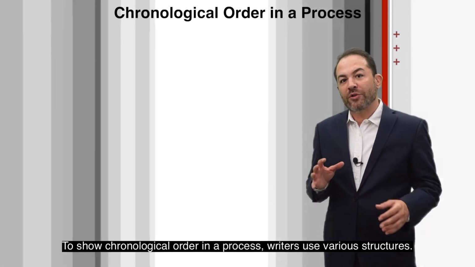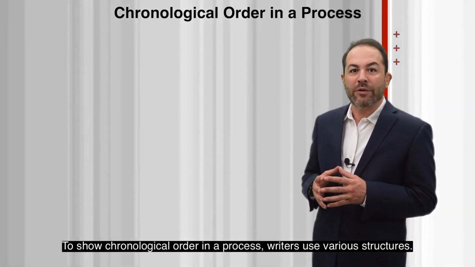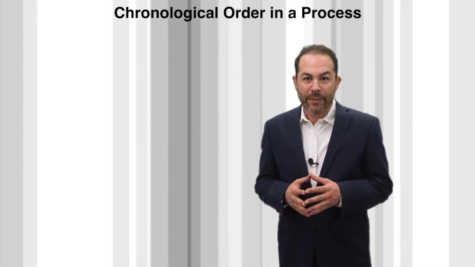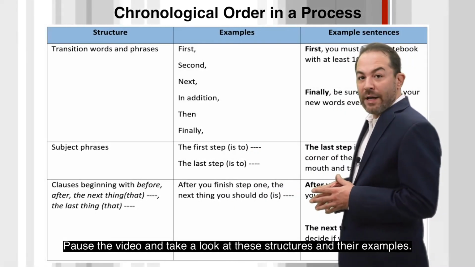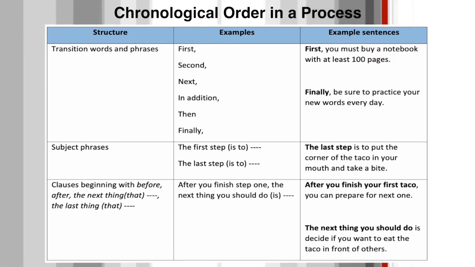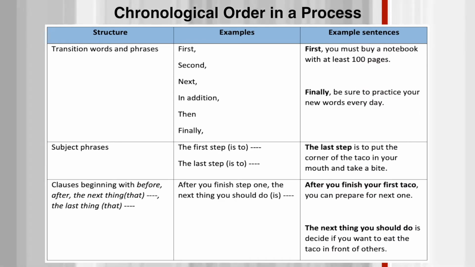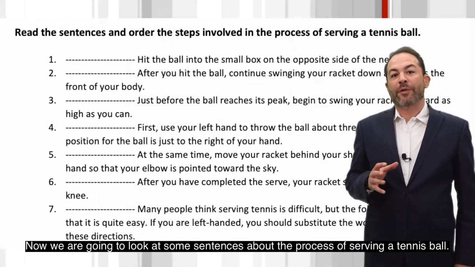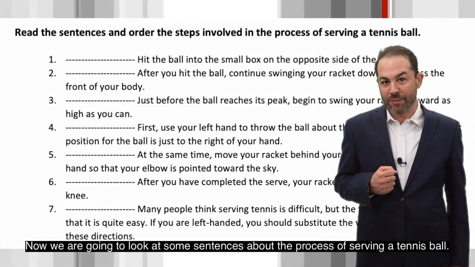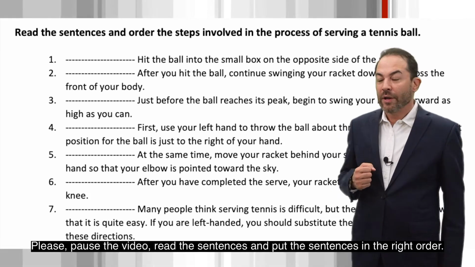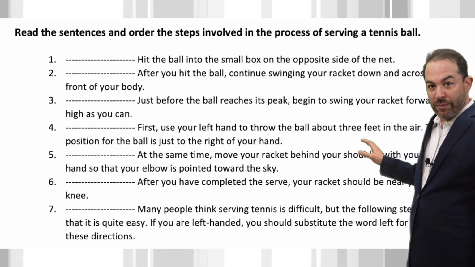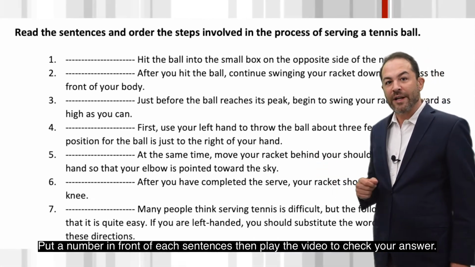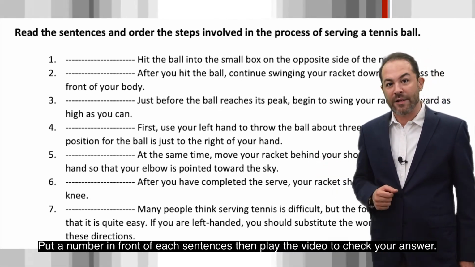To show chronological order in a process, writers use various structures. Pause the video and take a look at these structures and their examples. Now we're going to look at some sentences about the process of serving a tennis ball. Please pause the video, read the sentences, and put the sentences in the right order. Put a number in front of each sentence. Then play the video to check your answer.